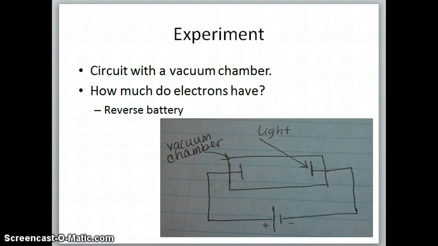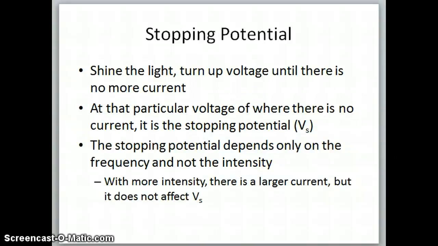So in the experiment, what happened was they reversed the batteries, so that means the electrons can't make that jump unless the energy is higher than what's required to jump. So what happens is, you shine the light, you turn up the voltage, until there is no more current. At that point, that's what we call the stopping potential. And this stopping potential depends only on the frequency and not the intensity. Of course, with more intensity, there's a larger current, but that does not affect the stopping potential.